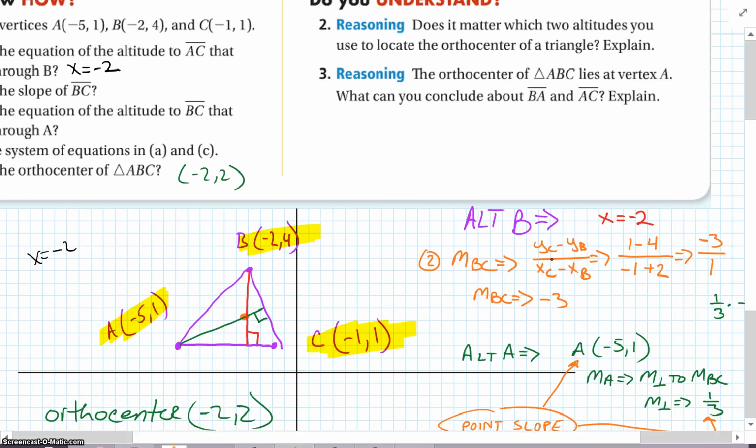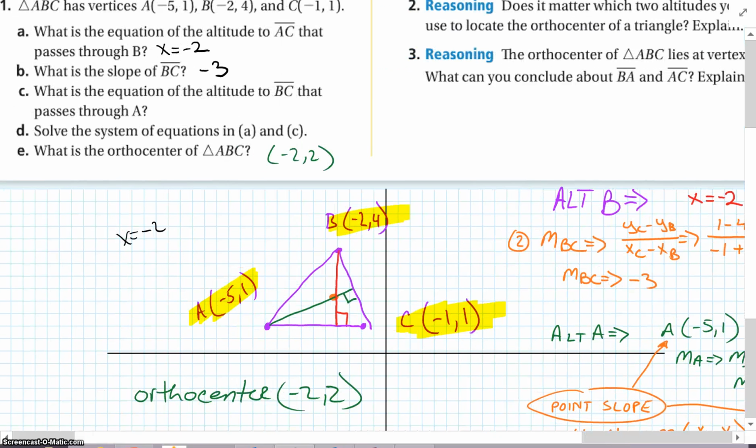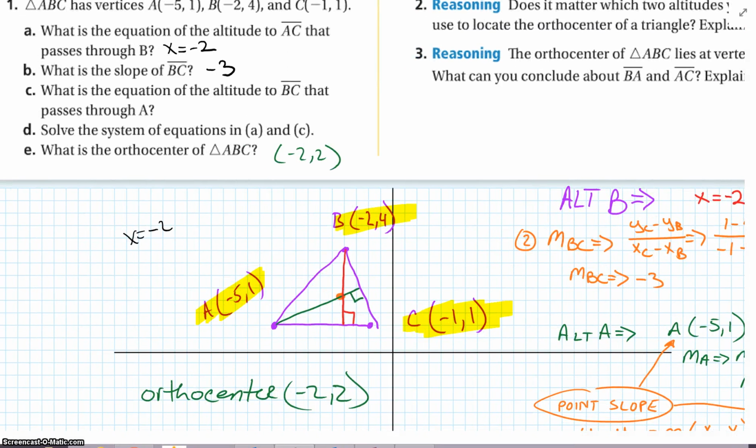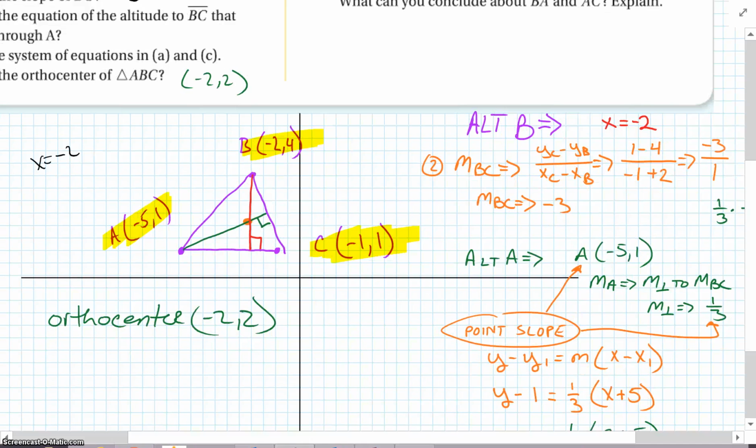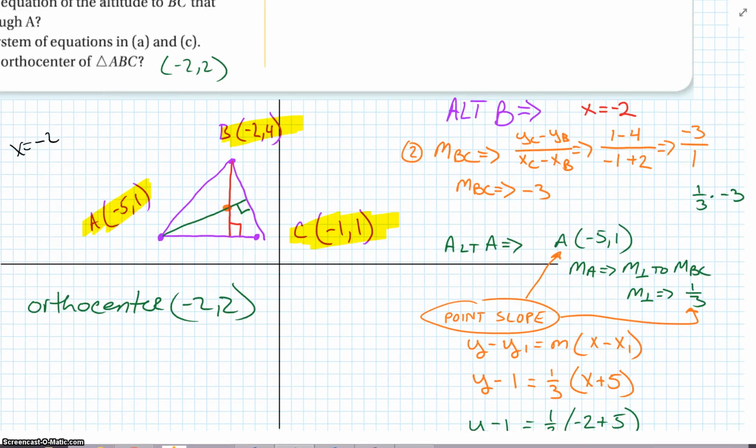What is the slope of BC? The slope of BC is the y of C minus the y of B over the x of C minus the x of B. We do the math and get a slope of -3. You can see my work right there. What is the equation of the altitude to BC? We know it's going to go through point A, which is -5, 1. We have the slope of -3, so the altitude's slope is going to be the opposite reciprocal, 1/3.